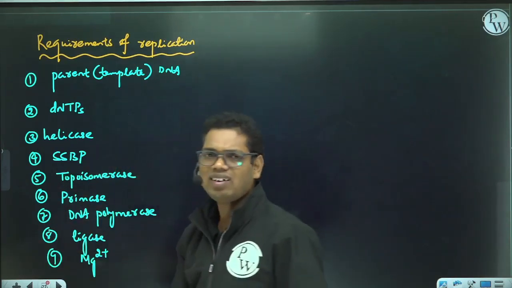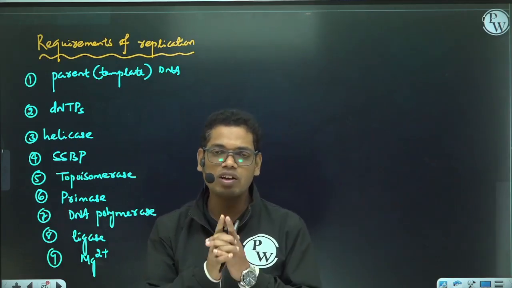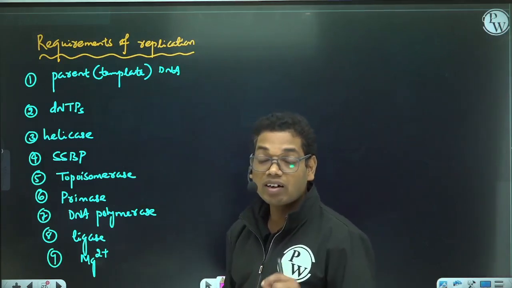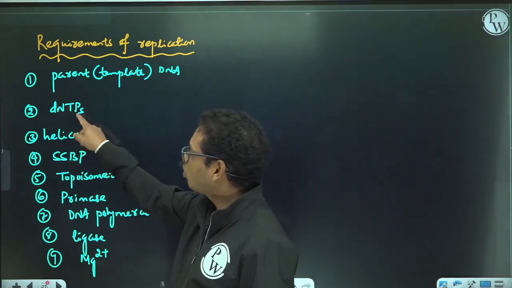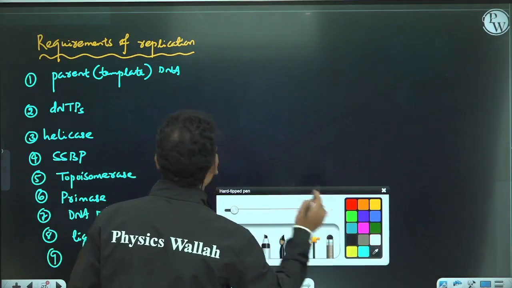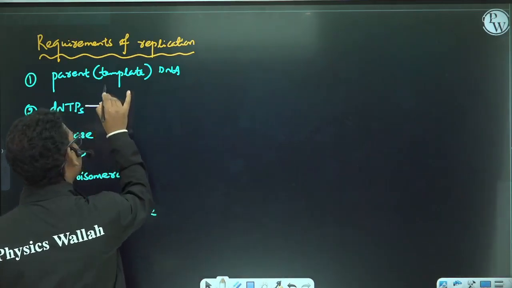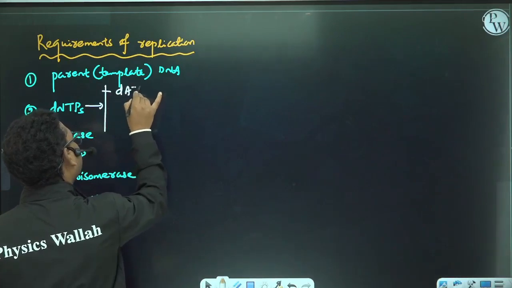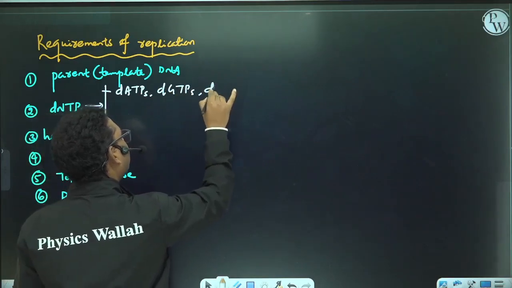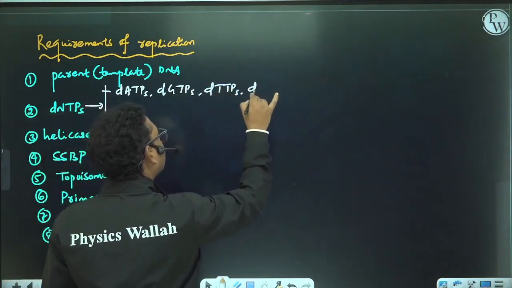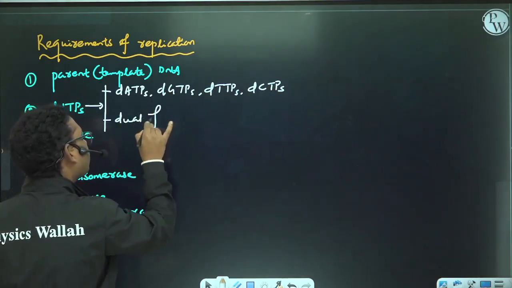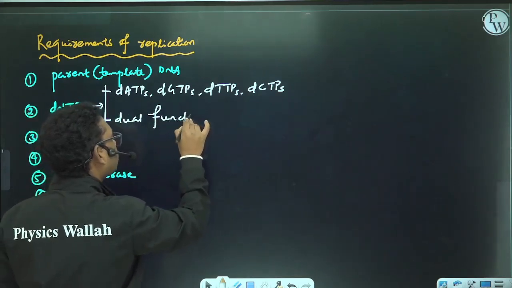So for replication, I need various components. First of all, I need a template DNA or parental DNA. Apart from that, I need dNTPs, deoxynucleoside triphosphates. I need dATP, dGTP, dTTP, and dCTP. They are required, and the dNTPs have a dual function, a dual purpose.